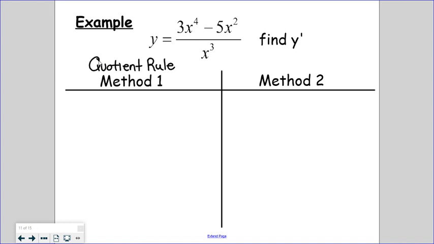Try to clean this one up as much as possible algebraically. There's a bunch of different ways that you can, or places you could stop at the end of this one, but I want you to see if you can clean it up as much as possible.